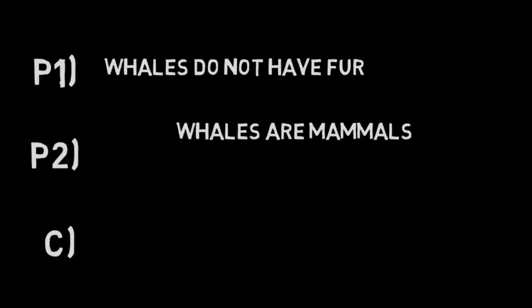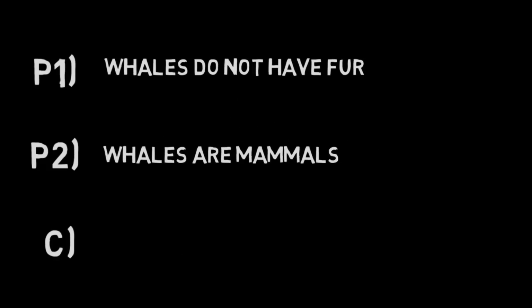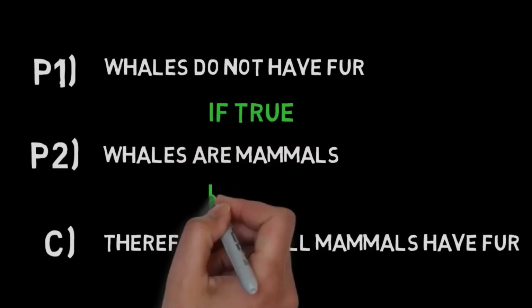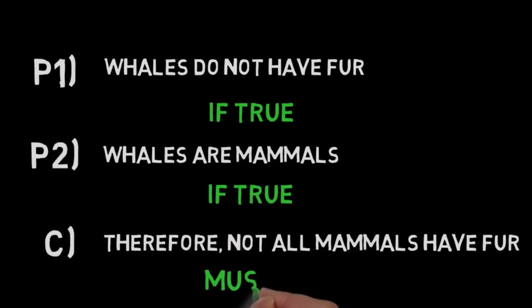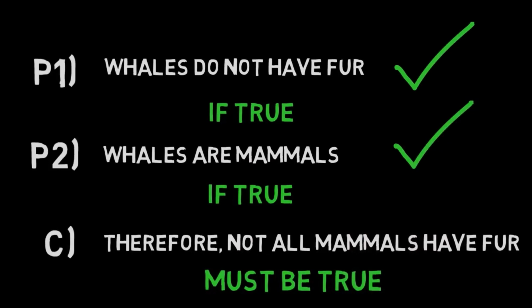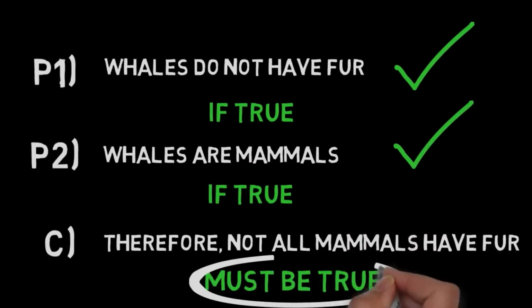Premise 1. Whales do not have fur. Premise 2. Whales are mammals. Conclusion. Therefore, not all mammals have fur. This argument is valid. If the premises are true, then the conclusion must also be true, and the premises are true. So this is a sound argument, and the conclusion must be true.